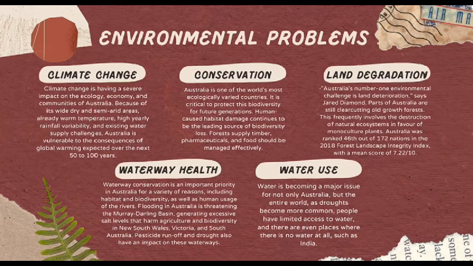According to Jared Diamond, Australia's number one environmental challenge is land degradation. Parts of Australia are still clear-cutting old-growth forests. This frequently involves the destruction of natural ecosystems in favor of monoculture plants. Australia was ranked 46 out of 172 nations in the 2018 Forest Landscapes Integrity Index with a mean score of 7.22 out of 10.